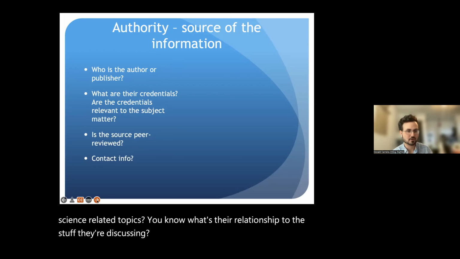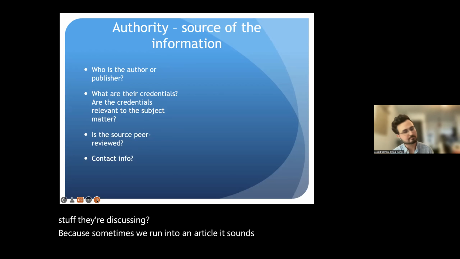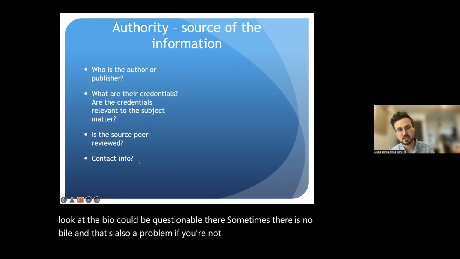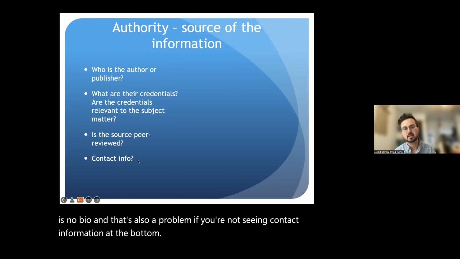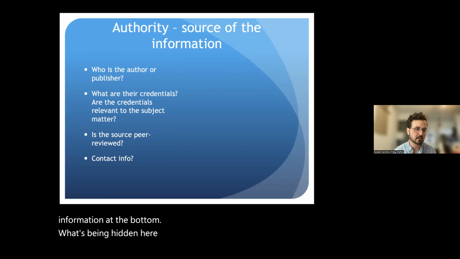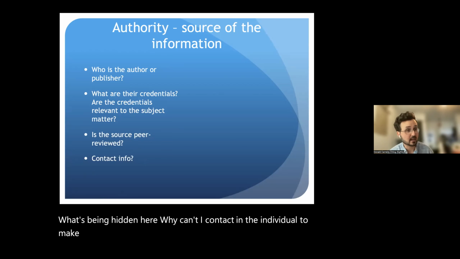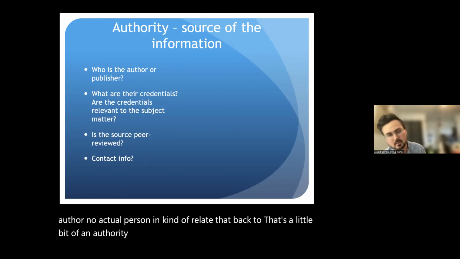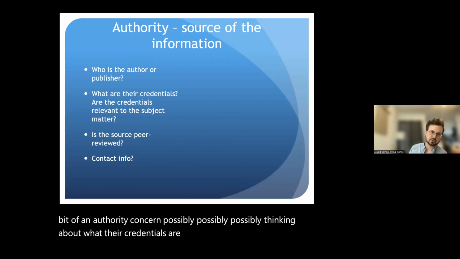Because sometimes we run into an article that sounds really great, but when we look at the bio, it could be questionable. Sometimes there is no bio, and that's also a problem. If you're not seeing contact information at the bottom, what's being hidden here? Why can't I contact the individual to make corrections and that kind of stuff? When there's no author, no actual person that you can relate it back to, that's a bit of an authority concern, possibly. Okay, think about what their credentials are and how their credentials are relevant to it.